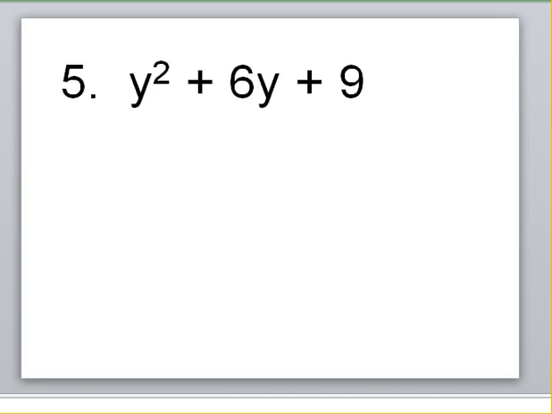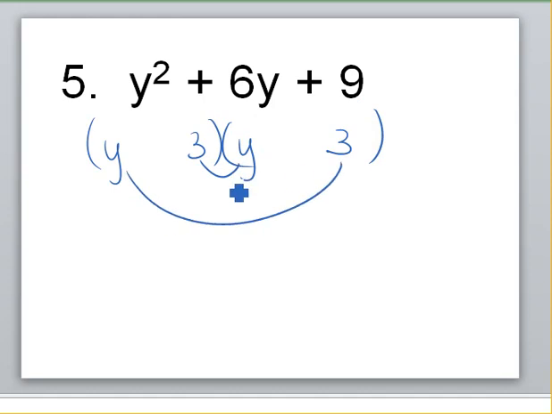The next problem here I have no greatest common factor again. If I can break this down into y times y, the factors of 9 are 1 and 9 and 3 and 3. 3 and 3 are the ones I need because I want a positive 6. This gives me a 3y and a 3y, which is a positive 6. And I can write this as a quantity squared, 3y quantity squared.